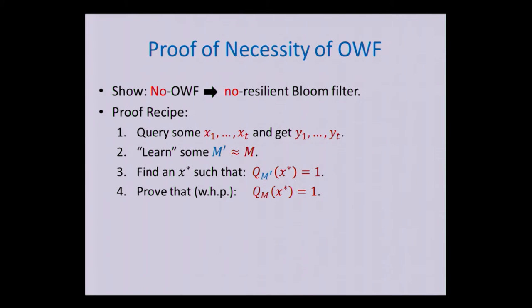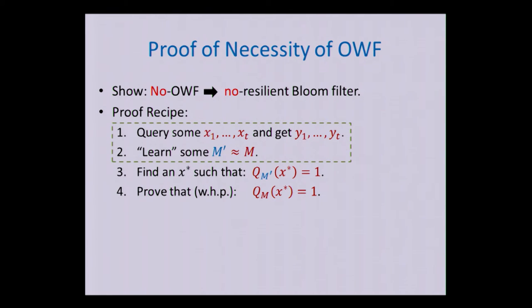We sample some random x1 to xt and query them, and we get results y1 to yt. So now I have these x's, and they have labels, y1 to yt. These are like samples, and I have the labels. Now I'm going to try to somehow learn some representation m prime. M prime is not going to be exactly m, but it's going to be, in some sense, very similar to m. Then I'm going to find some x star that, according to m prime, is a false positive. And this I can do because I have m prime, so I can simulate; I don't really have to perform these queries. And then we have to prove that since x star is a false positive relative to m prime, it's also going to be a false positive relative to m.